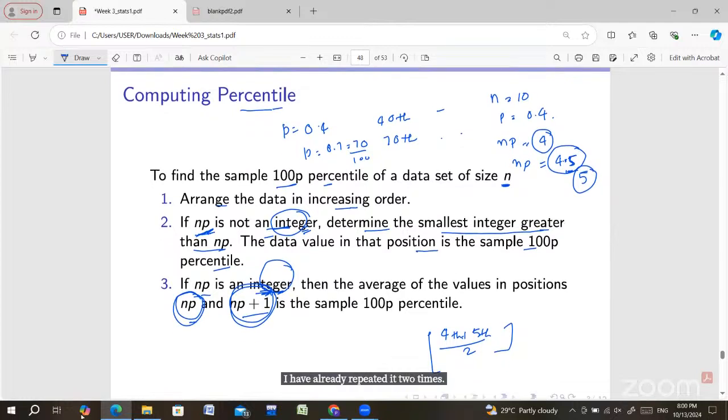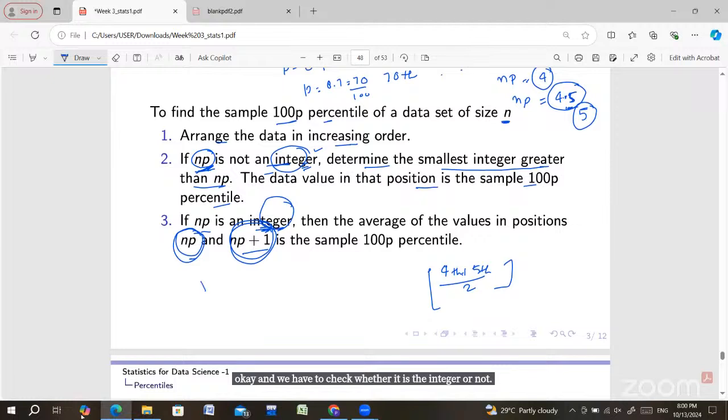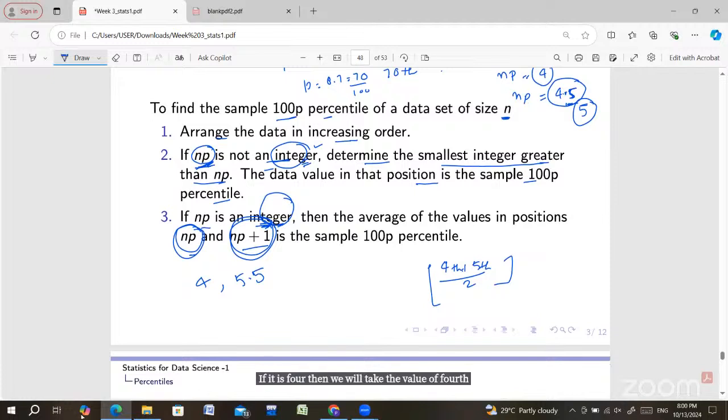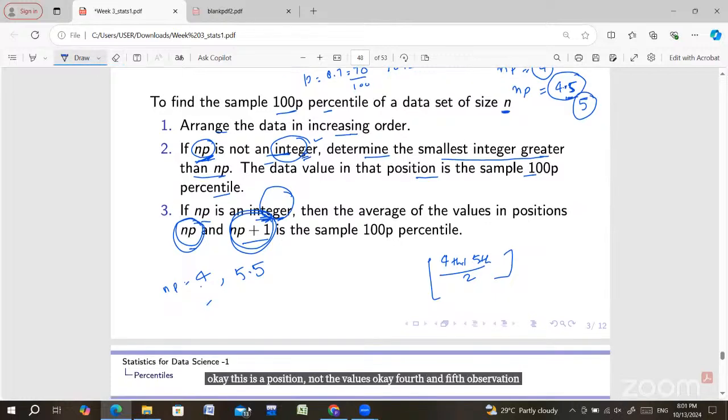Okay, so see, you have to find the value of np, and you have to check whether it is an integer or not. Suppose it is an integer, say 4. If it is not an integer, suppose it is 5.5 or 5.6 or anything. If it is 4, then we will take the value of the fourth observation, and if it is 4.5, then we will move to the fifth observation. If the value of np is 4, then we will take the average of the 4th and 5th observation. This is a position, not the values. The average of the fourth and fifth observation.